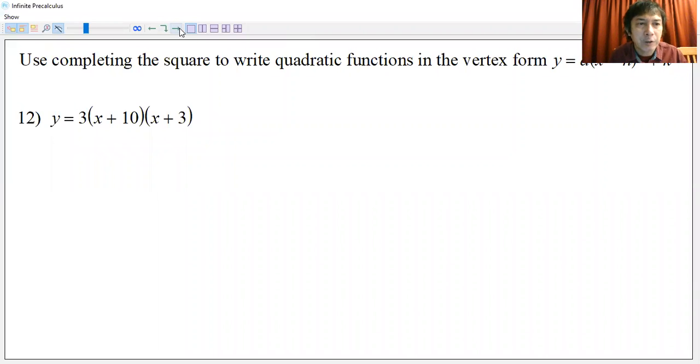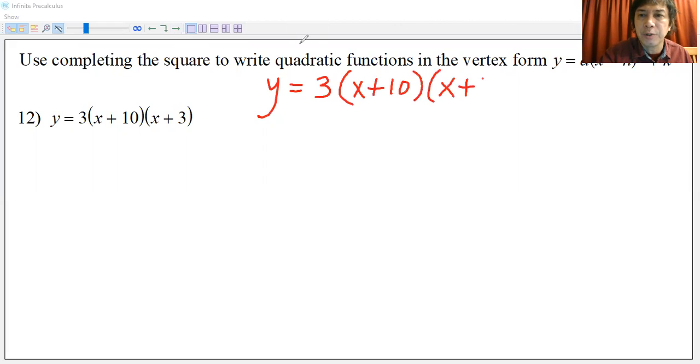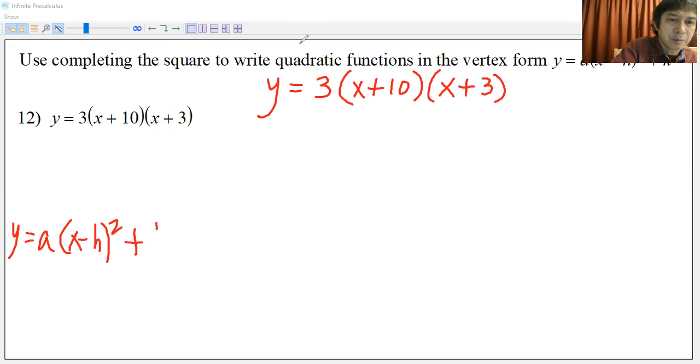Number 12. Here is number 12. Y is equal to 3 times the quantity x plus 10 times the quantity x plus 3. So all we need to do if you have something like this is get the product first. Y is equal to 3 times x plus 10 times x plus 3. You're after the vertex form, and the vertex form is y is equal to a times x minus h squared plus k.